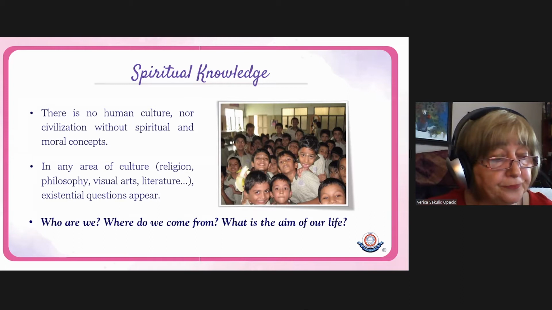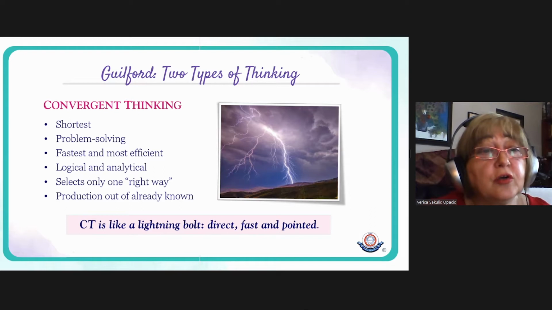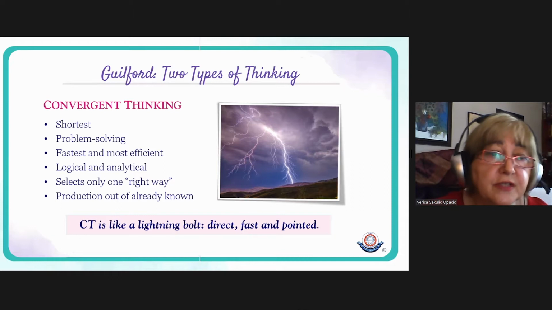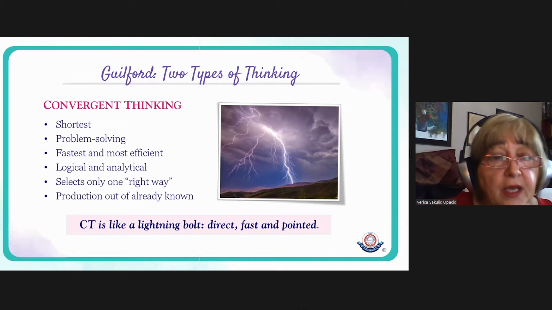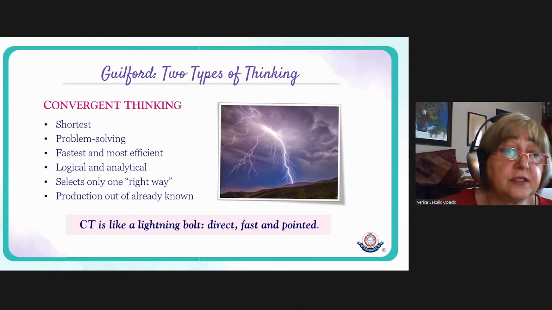What are the types of thinking which were discovered in psychology? A famous American psychologist, Guilford, found out somewhere in the middle of the 20th century that we do not think only in a cognitive and analytical way. And he defined two general distinctive ways of thinking which we both use and which we both need in order to be integral and whole persons. The one is named convergent thinking, and the other is named divergent thinking.